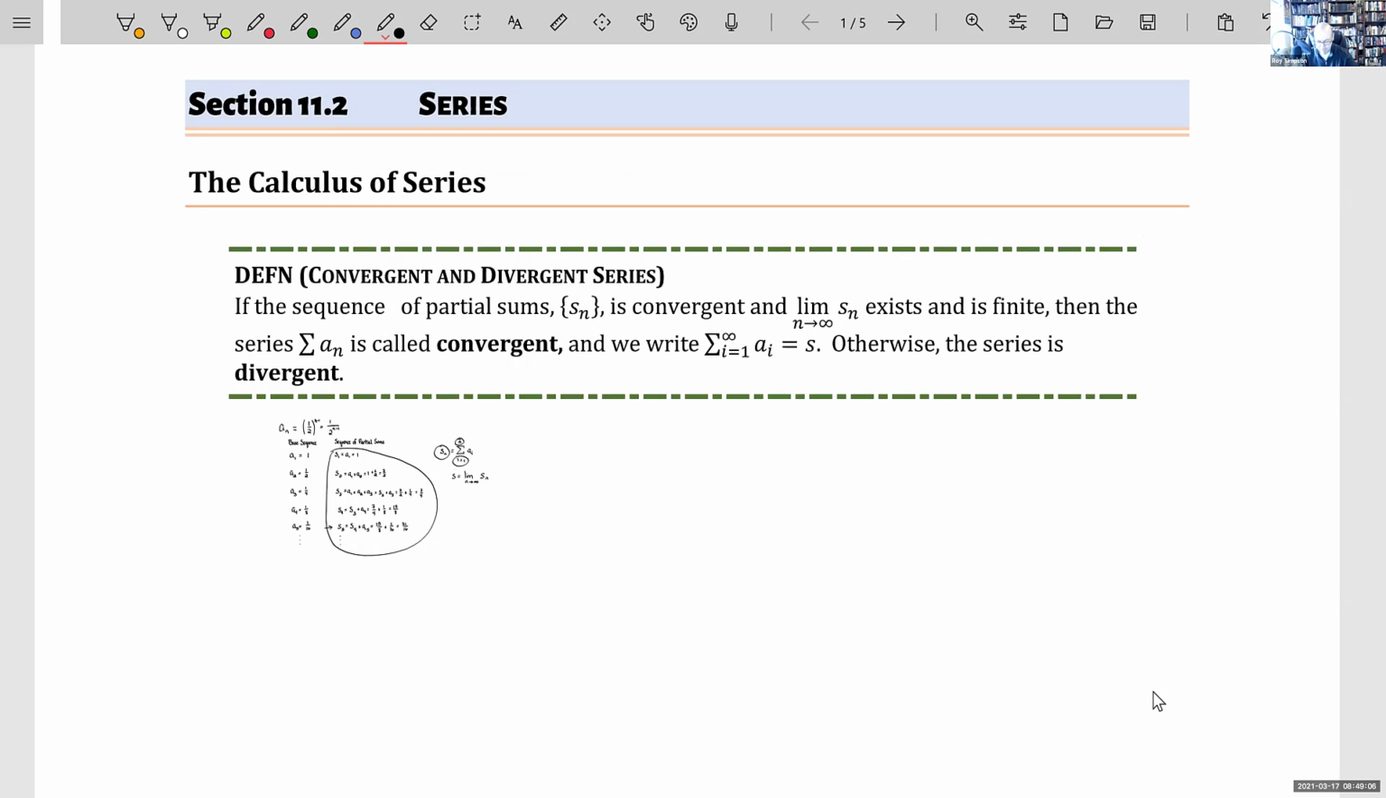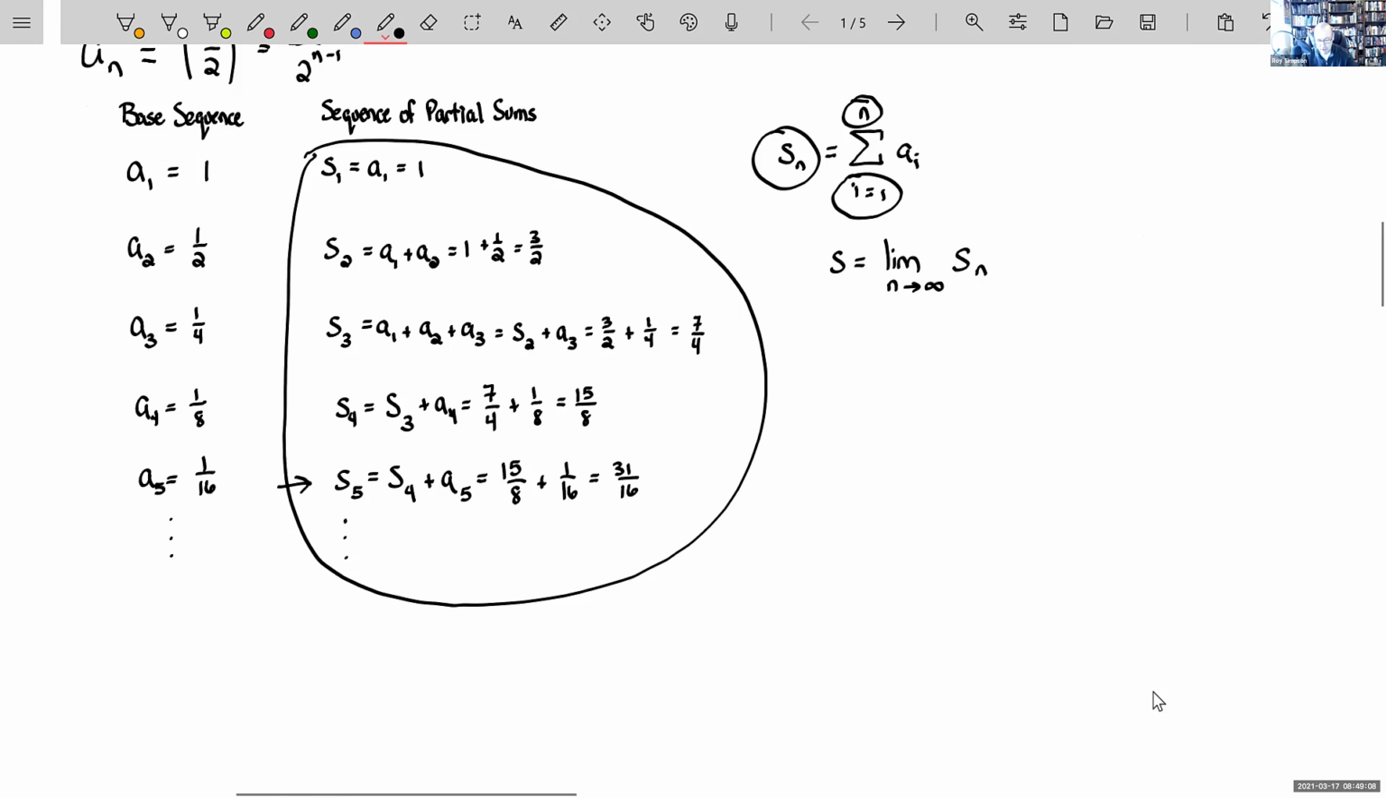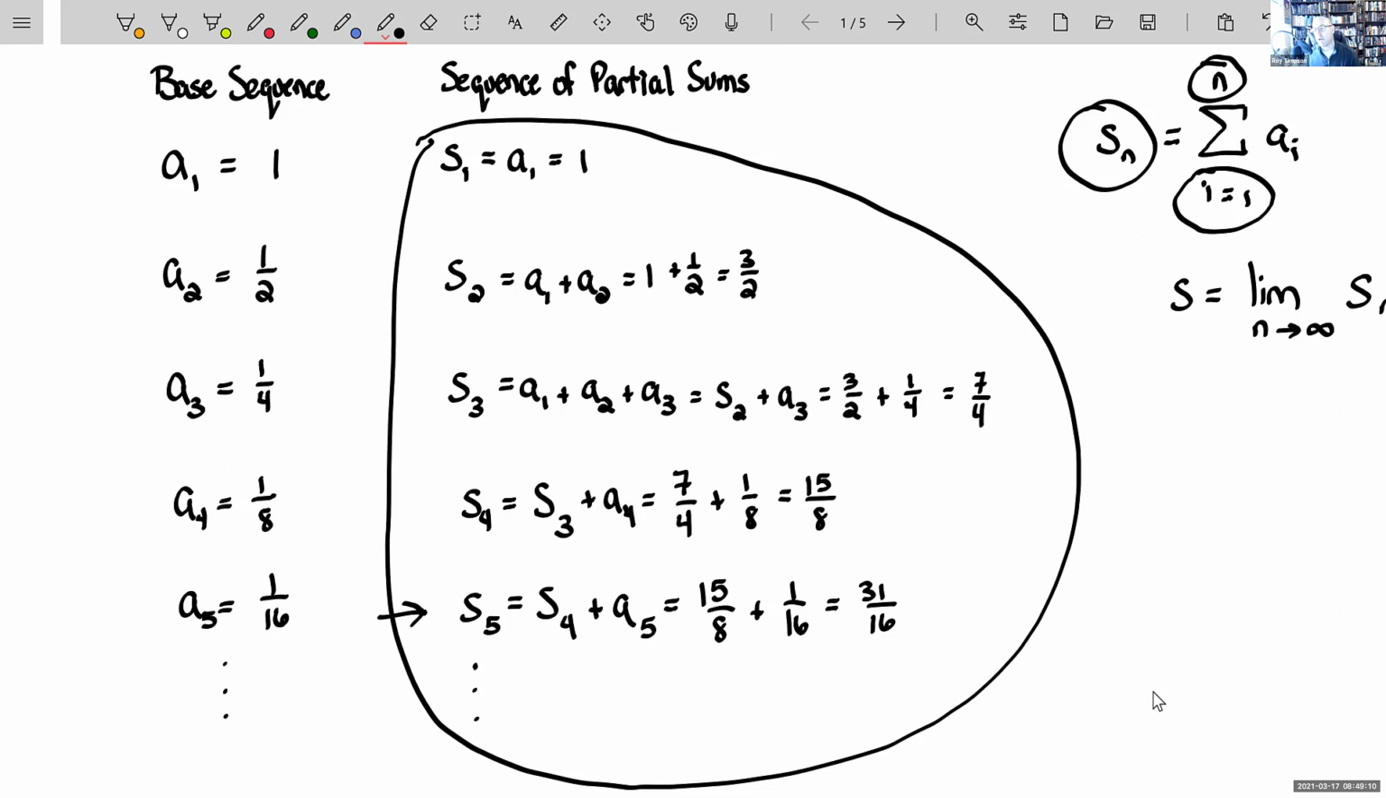Anyhow, I just want to make sure I spent a little bit of time talking about sequences, the base sequences, versus the sequence they create, which is a sequence of partial sums.